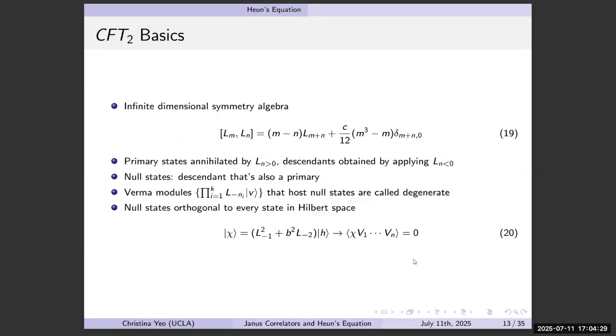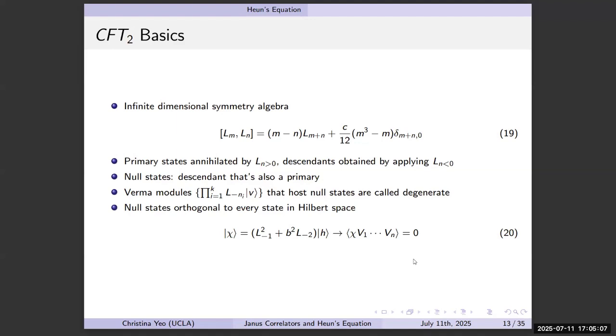Just to catch everyone up, some quick CFT2 basics. Of course, we have our infinite dimensional symmetry algebra, the Virasoro algebra, with primary states annihilated by this set of generators, and descendants obtained by applying this set of generators to the primary. We have null states, meaning a descendant state that's also primary. The nice thing is that a null state is orthogonal to every state in the Hilbert space. The Virasoro generator has been defined on the boundary as the Fourier mode of the stress tensor.